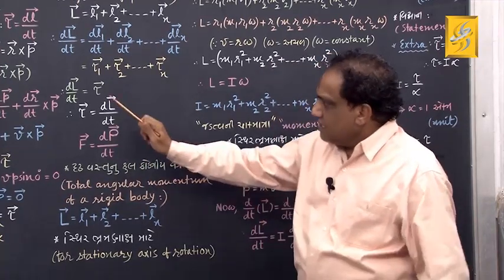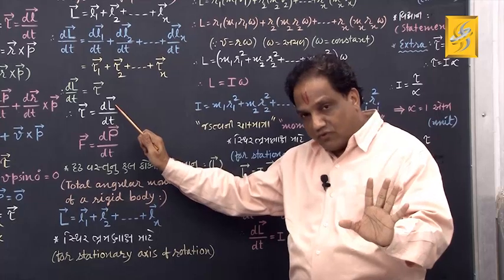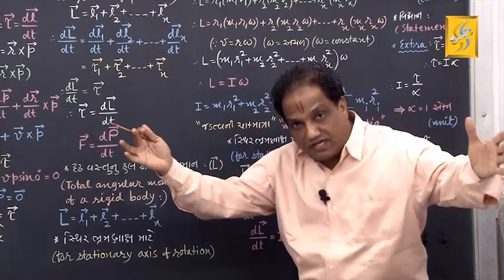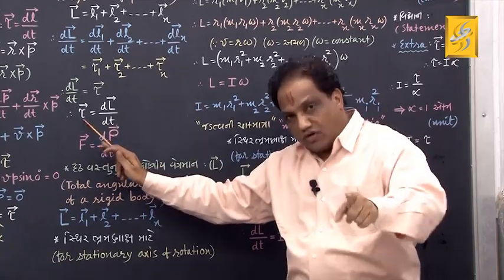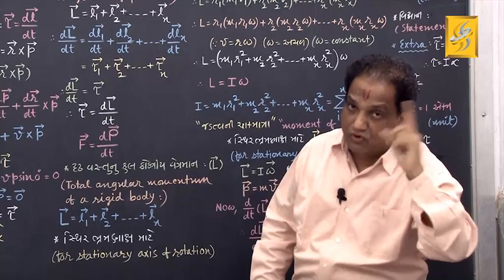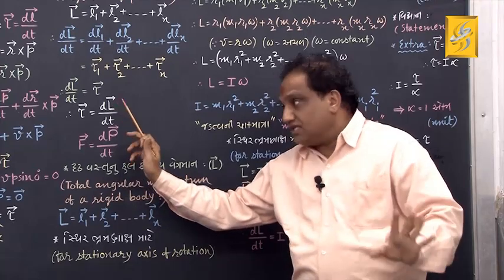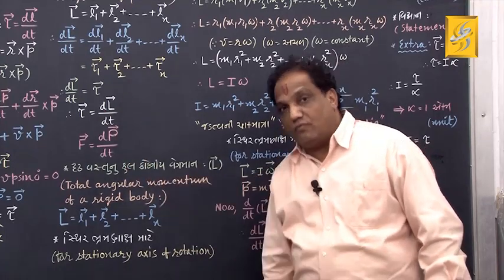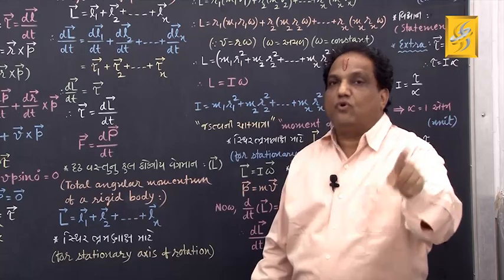Very simple. The time rate of change of total angular momentum of a given system is equal to the resultant external torque acting on it, and the direction of change in total angular momentum is in the direction of the resultant external torque. This statement is similar to Newton's second law for the whole system. I repeat, the time rate of change of angular momentum of a whole system is equal to the resultant external torque acting on it, and the direction of change in total angular momentum is in the direction of the resultant external torque. This statement is similar to Newton's second law for the whole system.